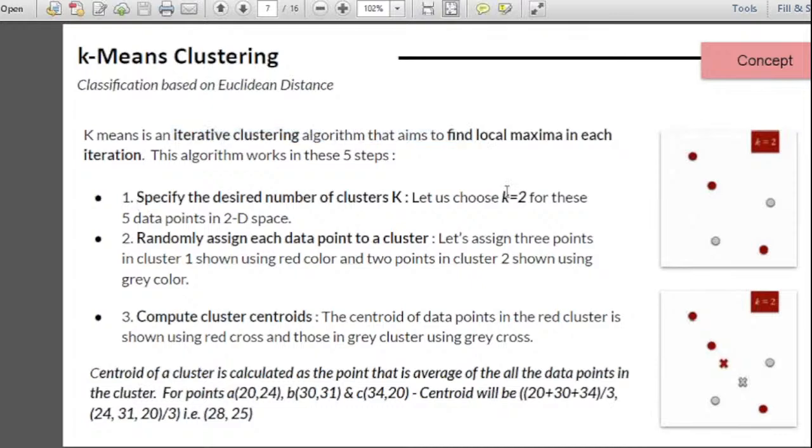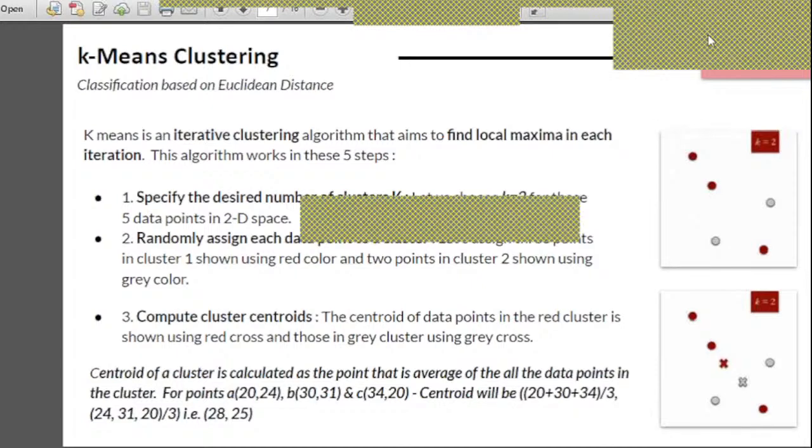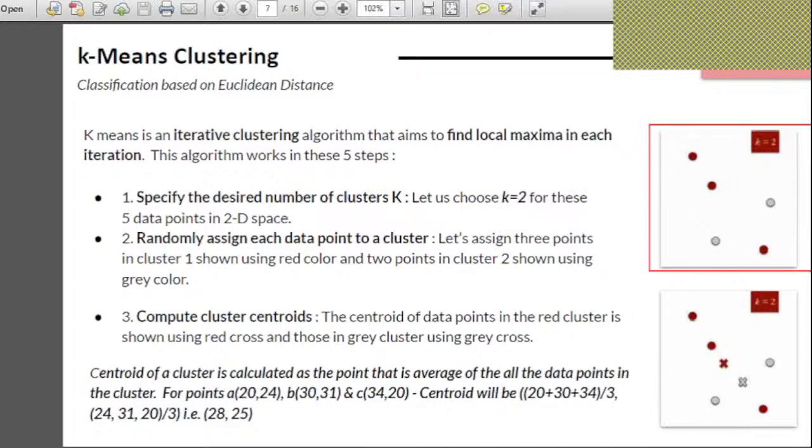Let's understand the steps. Let's understand K means with the help of this small example. Suppose these are my 5 data points, right? So first I have to define K. See, in KNN, K was the number of nearest neighbors which you have to define, and in K means clustering, K is the number of clusters you want to divide the data into.